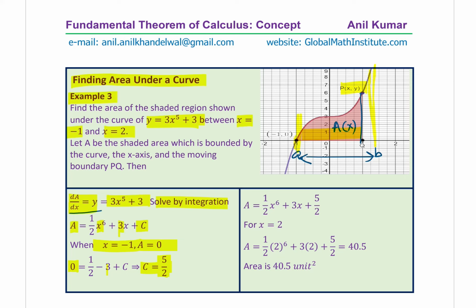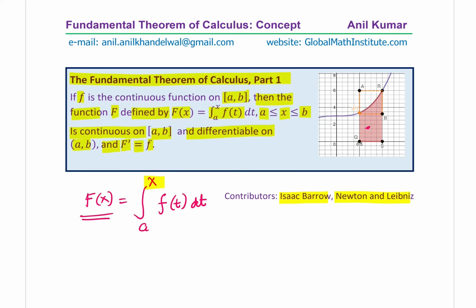Now we have our area function, which is equal to half x to the power of 6 plus 3x plus 5 by 2. We'll substitute the boundary condition given to us, x equals 2. When we substitute 2 here, we get the value 40.5. And so the area under the curve between minus 1 and 2 is 40.5 units square. Is that clear to you? We used this fundamental theorem, where we figured out that the area function is basically the integral of the function itself.